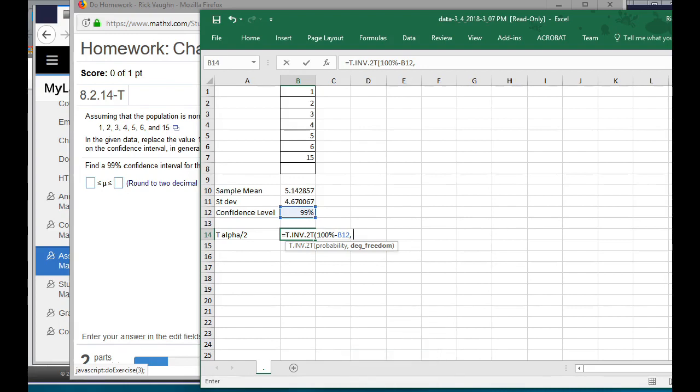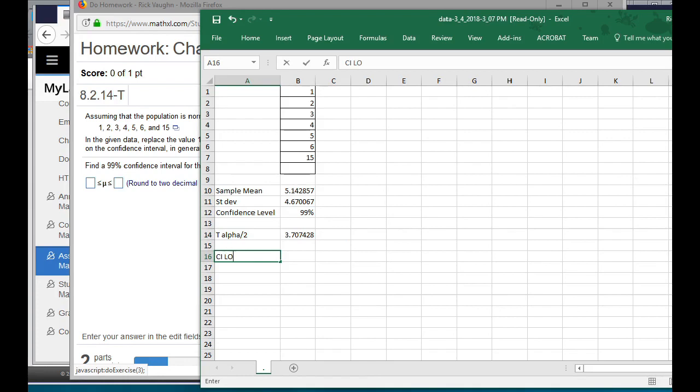So here I have 1, 2, 3, 4, 5, 6, 7 data items. So I'm going to put 6 in for my degrees of freedom. This gives me that t cutoff value. It's really plus or minus, but it's giving me the positive one in this particular case. And now I'm ready to compute the low end and the high end of the confidence interval.